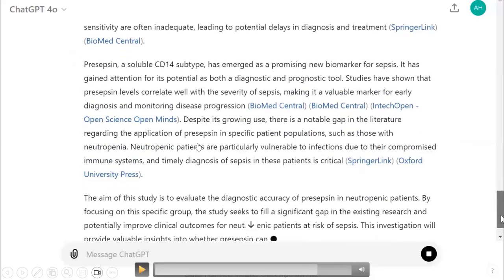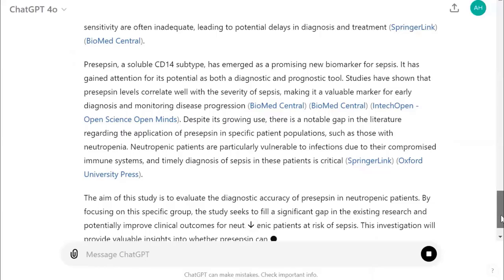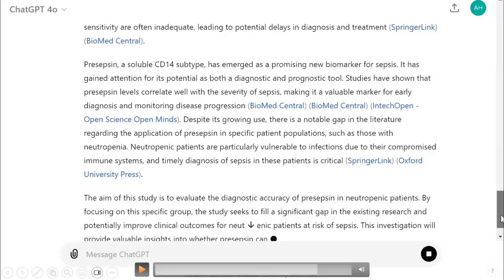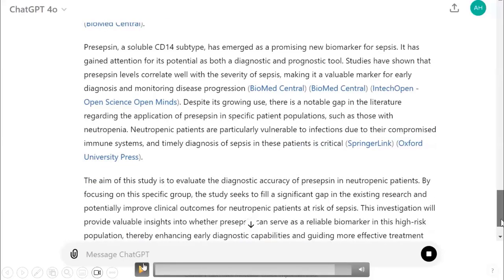Then we start by putting the gap. Despite this growing use, there is a notable gap. It is very important to mention the gap in your introduction, in the literature regarding the application in a specific patient population. Neutropenic patients are particularly vulnerable to infection due to their compromised immune system. Then we'll end the introduction with the aim of the study.